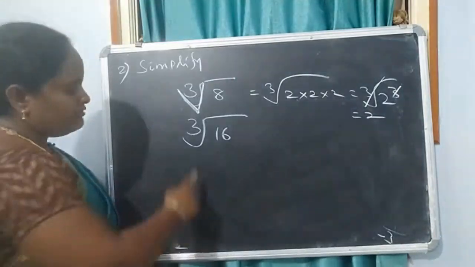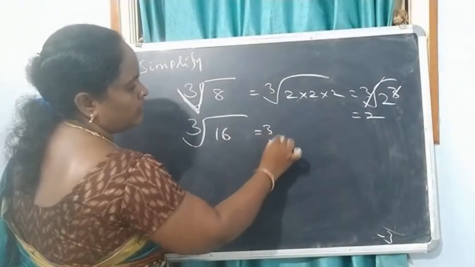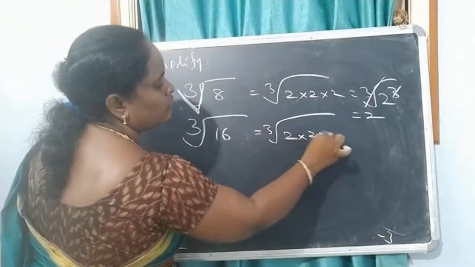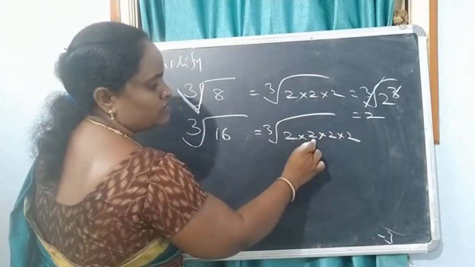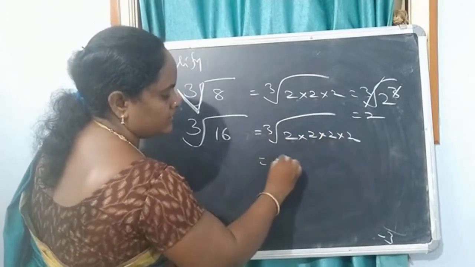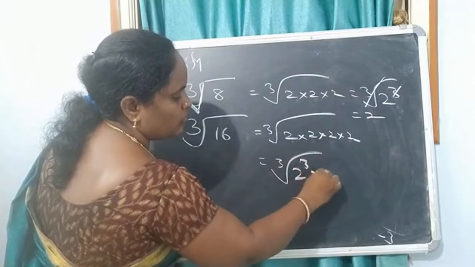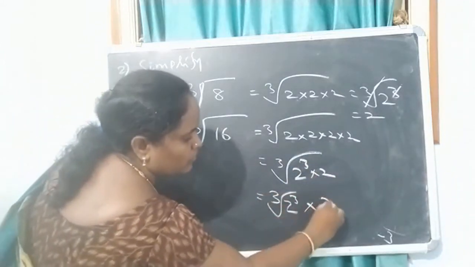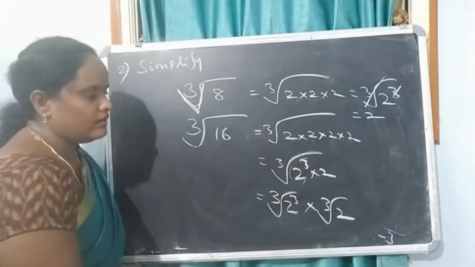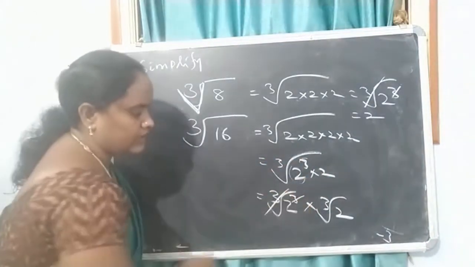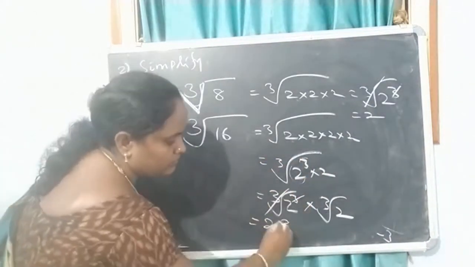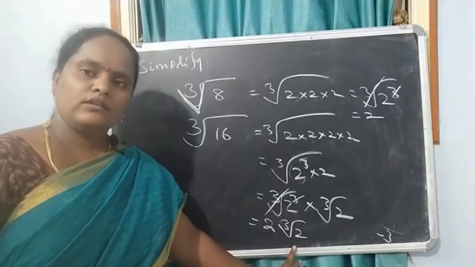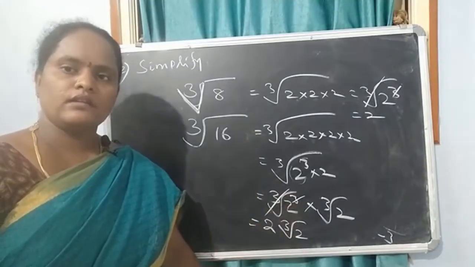But this is cube root of 16, which means 2 into 2 into 2 into 2. 2 2s are 4, 4 2s are 8, 8 2s are 16. It can be written as 2 cube into 2. If we separate cube root of 2 cube into cube root of 2, the cube root and cube get cancelled. So 2 into cube root of 2. This is irrational. So like square roots, we have cube roots or fourth roots and fifth roots also.